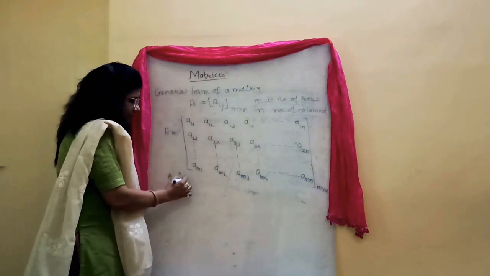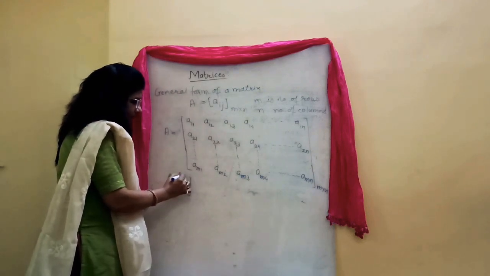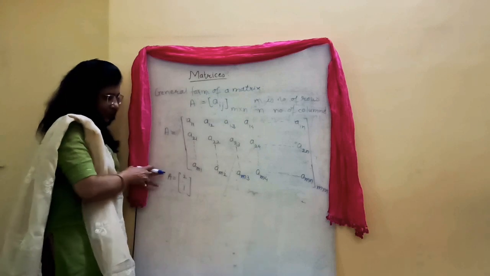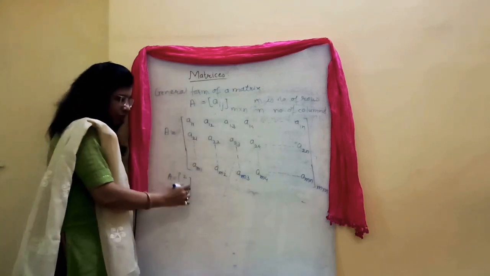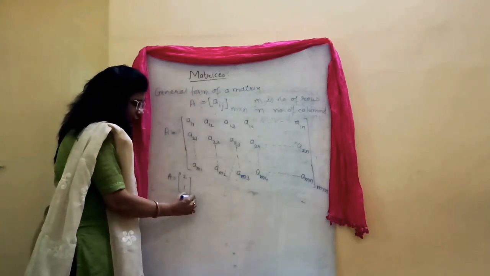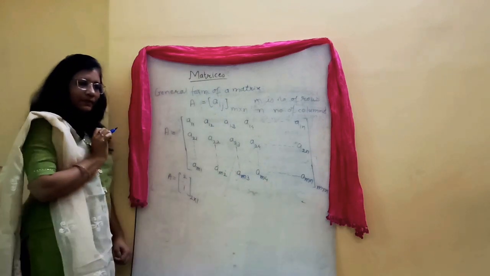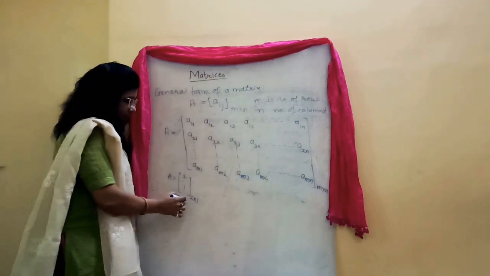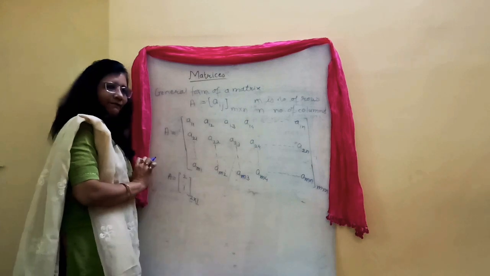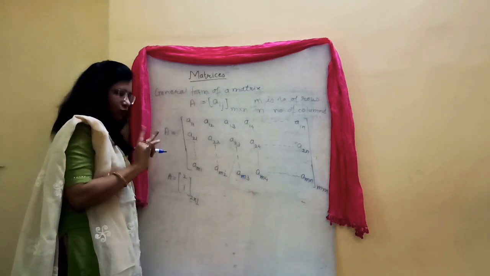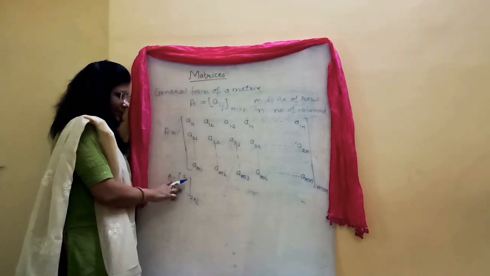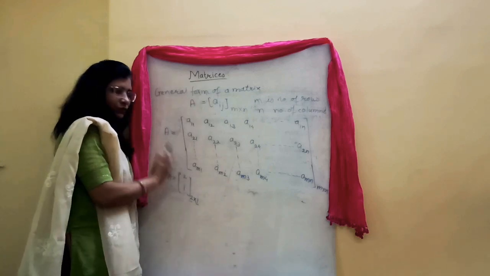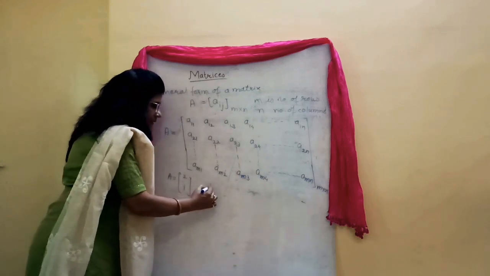Suppose this is a matrix, 2, 1. What is the order of this matrix? There are 2 rows and 1 column, so its order is 2 by 1. If I multiply 2 by 1, what is the result? 2. So how many elements are there? 2, 1 and 2.